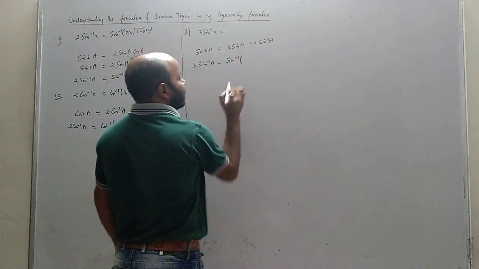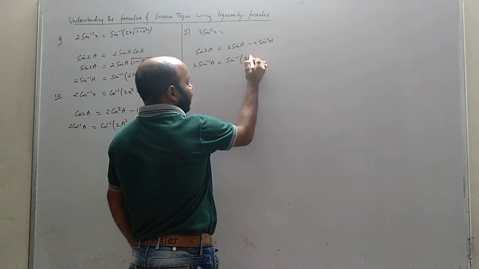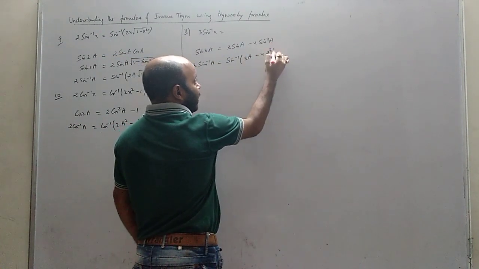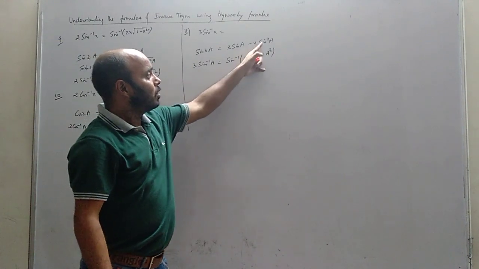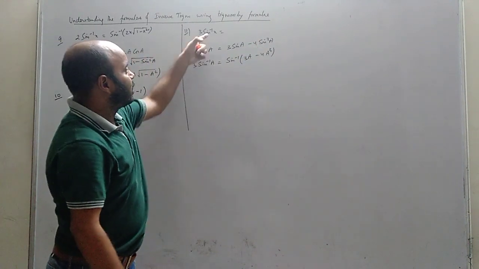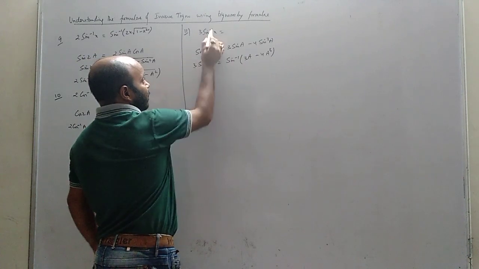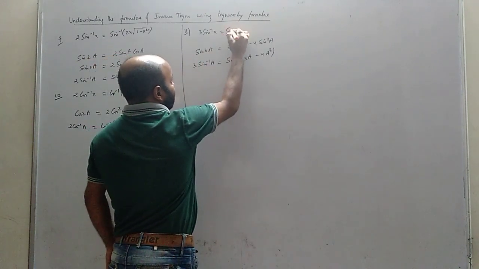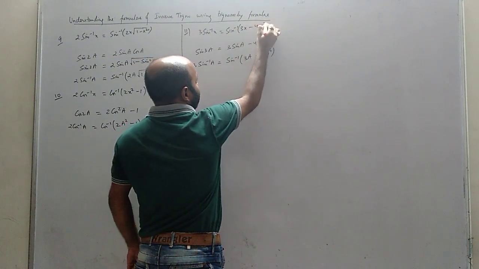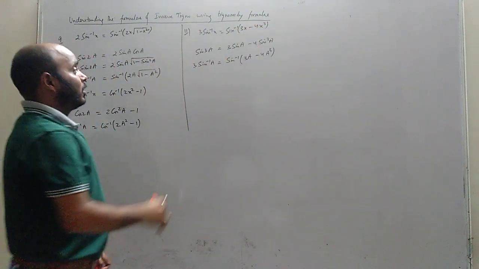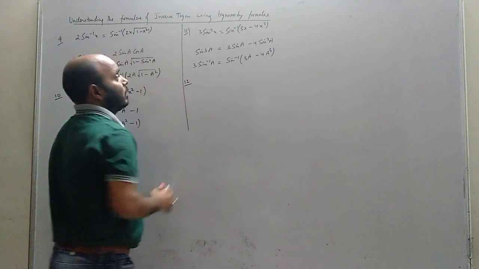Sine inverse of 3a minus 4a cube. Okay, 3a minus 4 cube is a cube. Now use this here: 3 sine inverse x. So it is sine inverse of 3x minus 4x cube. Okay, now go to theorem number 12.